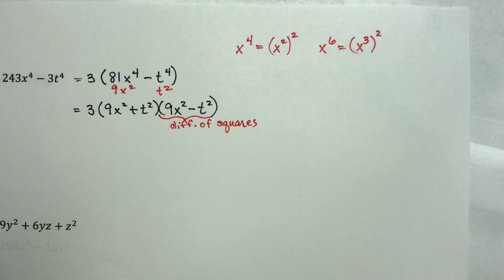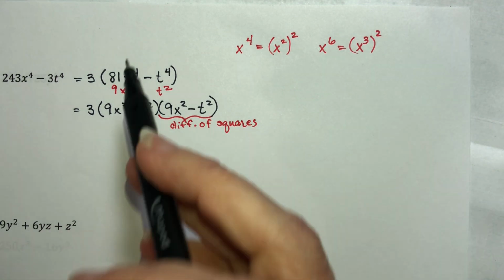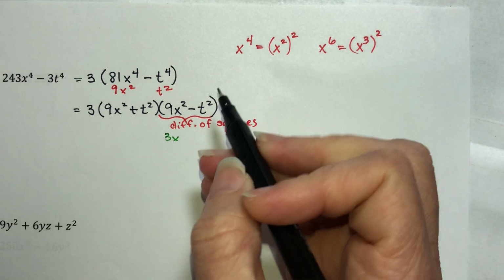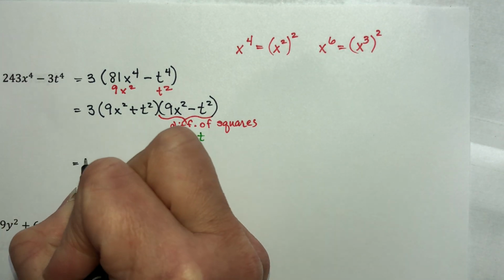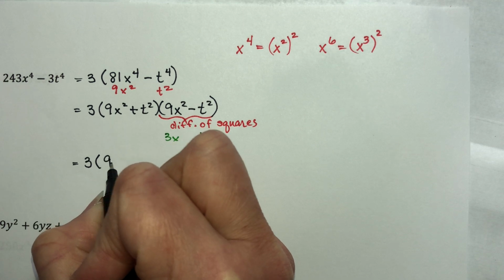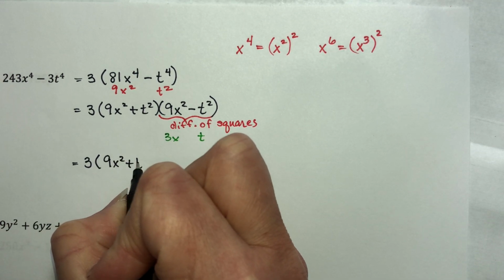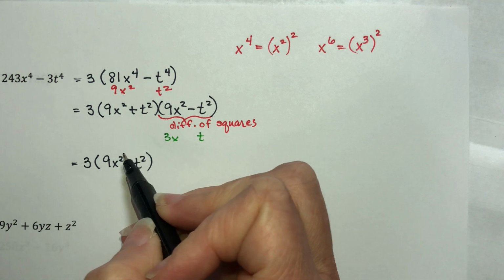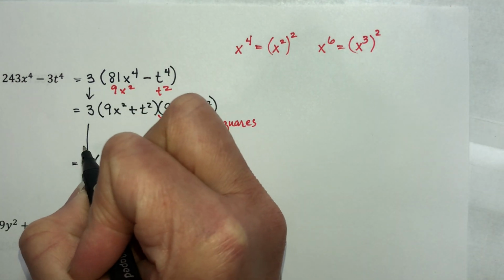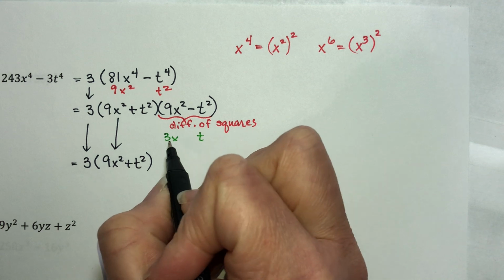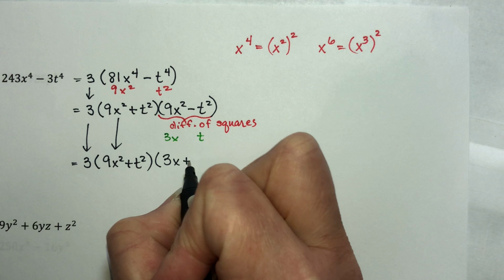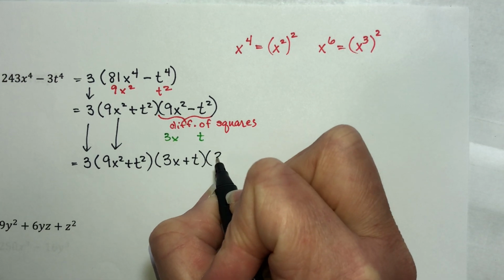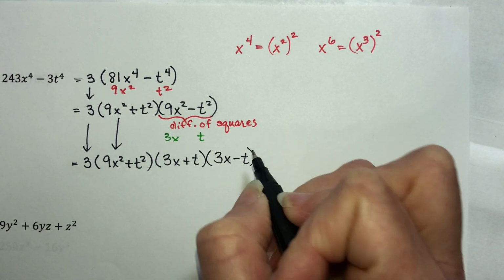The square root of 9x squared is going to be a 3x. The square root of t squared is t. So overall, this factors as 3 times 9x squared plus t squared. These travel down from here. So this was a traveler here, and now both of these are travelers. And now we use these two to rewrite this. So this will be 3x plus t times 3x minus t.